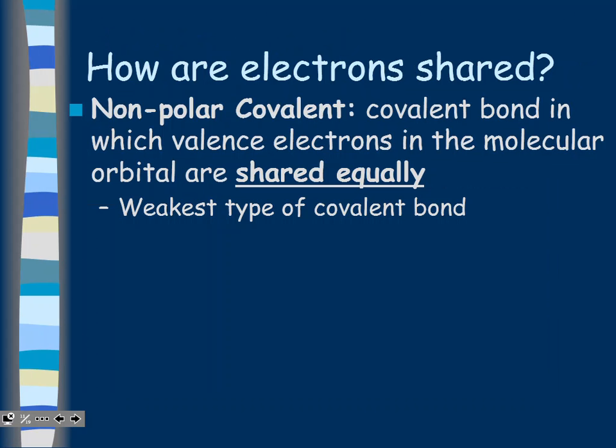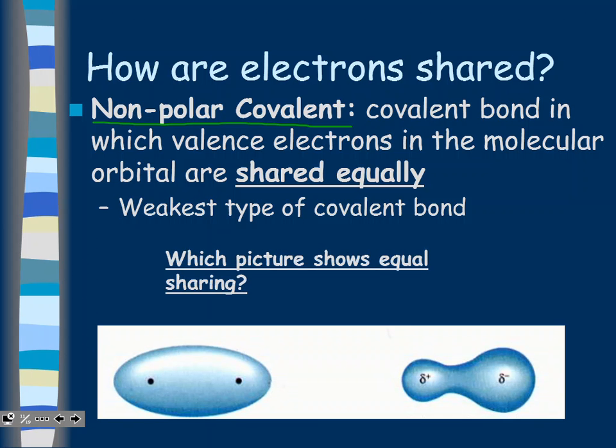But now, how are the electrons shared? They're shared equally sometimes and unequally sometimes. So this is where we get into polarity. So when they're shared equally, the weakest type of covalent bond are going to be called non-polar covalent bonds. And I believe this is where your notes start. Okay, non-polar covalent, where they share pretty equally. Which picture shows equal sharing, the left or the right? The left, obviously. This one shows equal sharing.